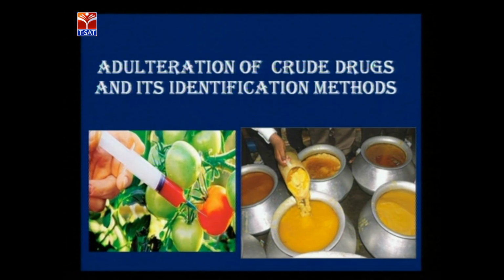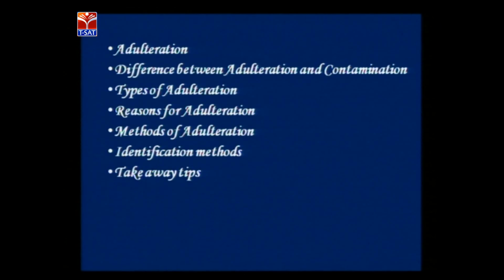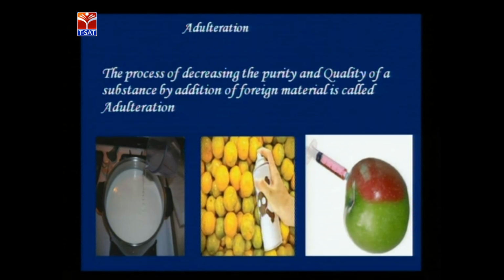Okay friends, let us know what contents we are going to discuss in this session. We are going to discuss these contents: adulteration, differences between adulteration and contamination, types of adulterations, reasons for adulteration, methods of adulteration, identification methods, and finally take-away tips. At the end of this session, we will have learnt about these contents.